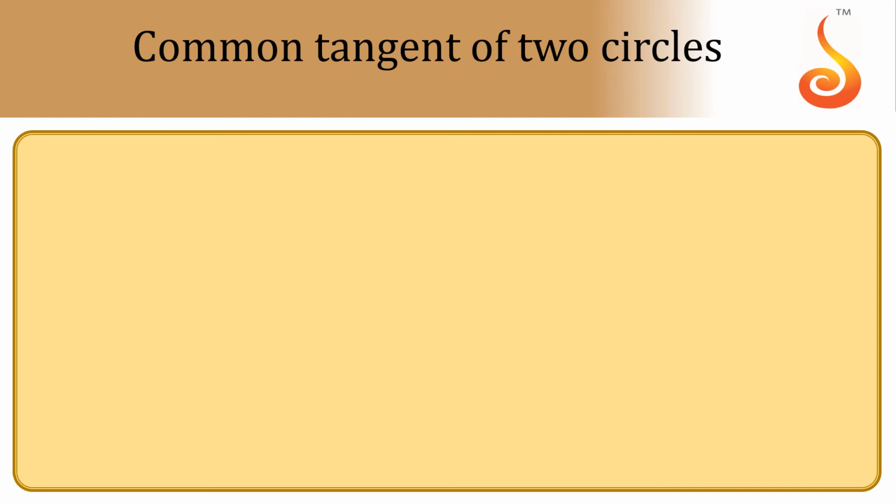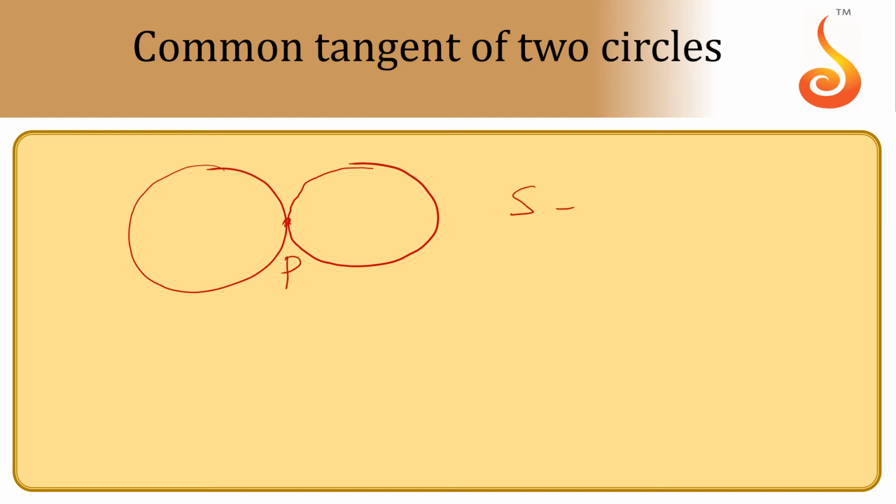Then the common tangent of two circles uses the same logic. Instead of 2 points, it's only 1 point now. Same, S equal to 0, S dash equal to 0. S minus S dash equal to 0 is the equation of the common tangent.